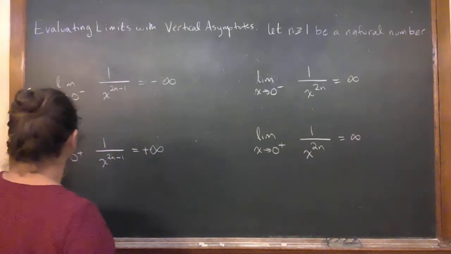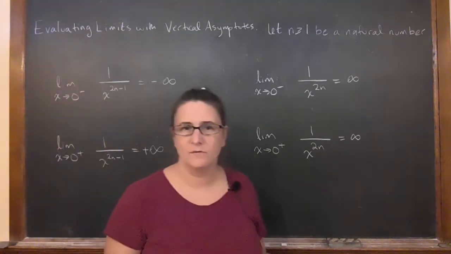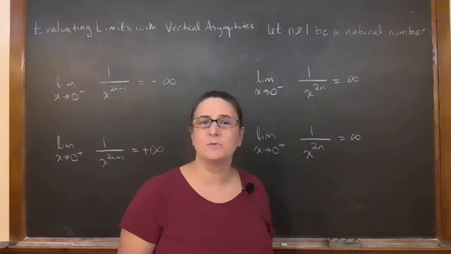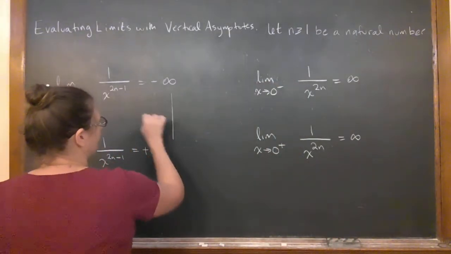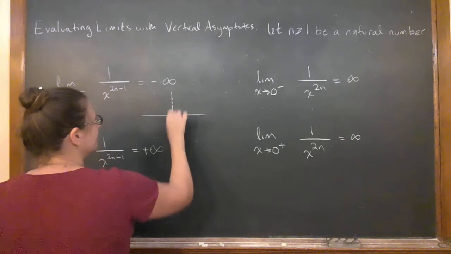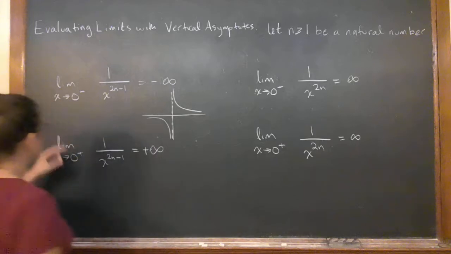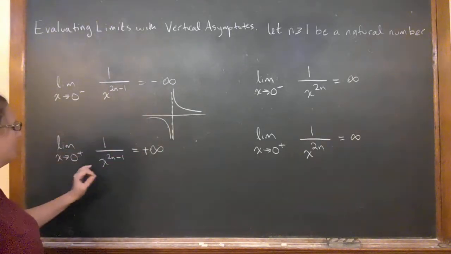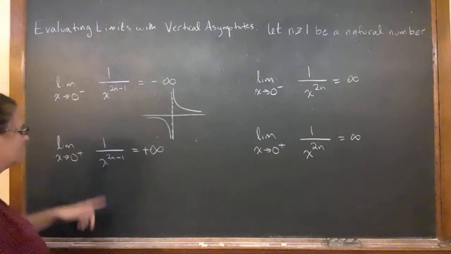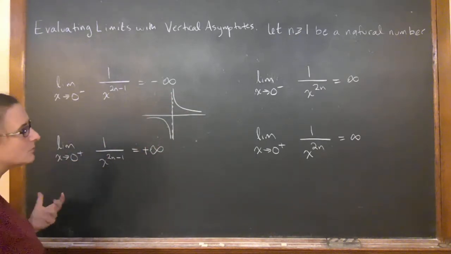So if I'm looking at a function 1 over x cubed, 1 over x is something with an odd power, that's going to look like this, right? I've got this asymptote, it's going positive, and it's going negative. So from the left, I'm going to the negative side, negative infinity. From the right, I'm going to positive infinity, because those are the signs of x.